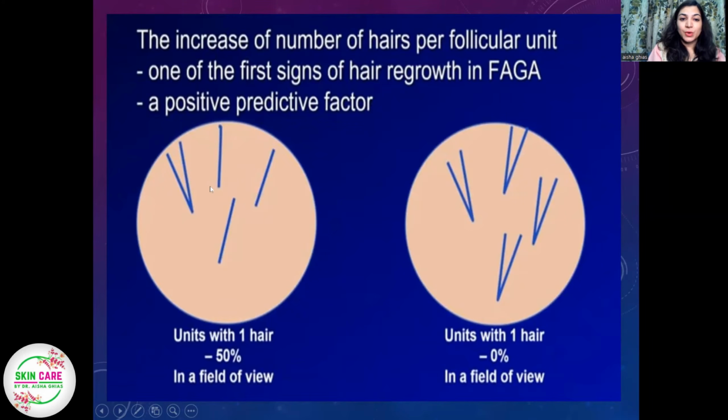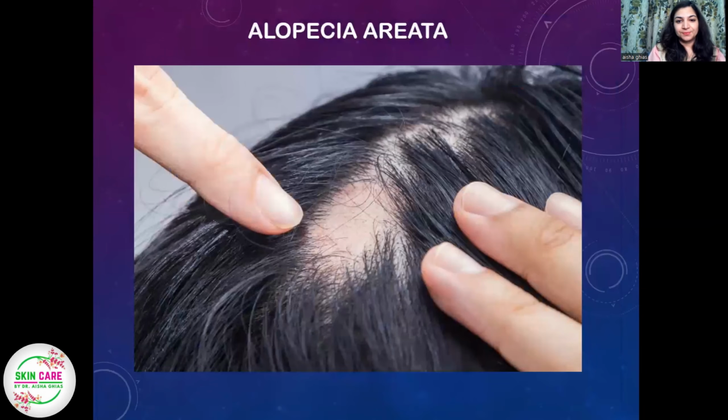But once you follow the patient after the treatment, maybe after 3 to 4 months, units with 1 hair are 0%. There is no follicular unit from which 1 hair is coming out, but there are minimum 2. So we can say that this has got a positive predictive value, and that means the increase in the number of hair per follicular unit. Follicular units are the same, 4 on left side, 4 on right side, but the number of hair have increased. So this is a positive predictive factor.